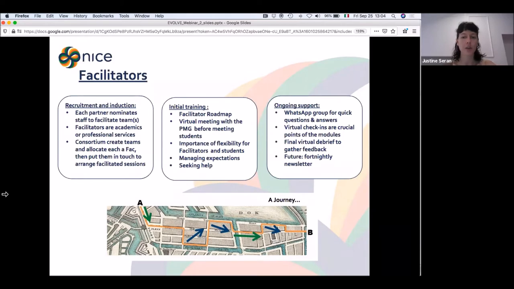The facilitators were trained with a facilitation roadmap document that we wrote, with a lot of information about how to guide students towards a discussion, but not be too directive. We also had a meeting with all the facilitators before they met their students, where we discussed managing expectations, seeking help when they need to, and so on. Then when the online program was running, we also had a WhatsApp group for all the facilitators to discuss issues as they arise, and had two virtual check-ins during the program and a final debrief to make them feel really supported and be able to address issues, as you might expect with online programs, of perhaps student engagement sometimes flagging, and those kinds of problems. So we had a very close-knit facilitator community throughout the project. Next slide, please.